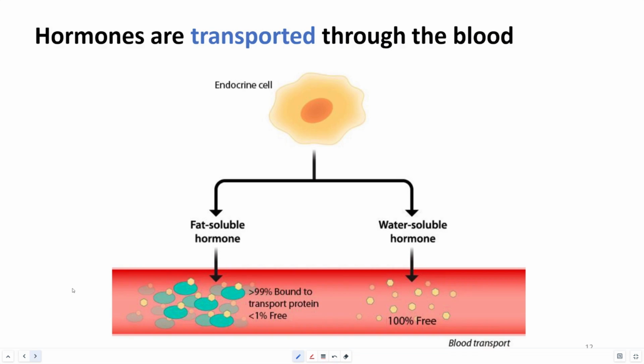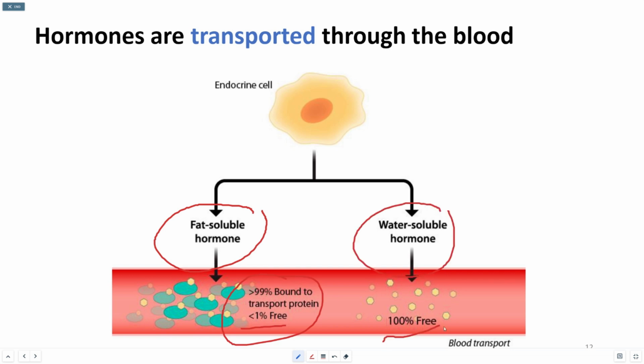of lipid-soluble molecule. Any hormone that is attached to a carrier is a bound hormone, whereas if it's not bound to a protein, it's called a free hormone. Only a free hormone is generally able to exit the blood and bind to the target organ. So you can see the fat-soluble hormones have to be bound to a transport protein, less than 1% is free, and the water-soluble hormones are dissolved inside the blood and they're 100% free.